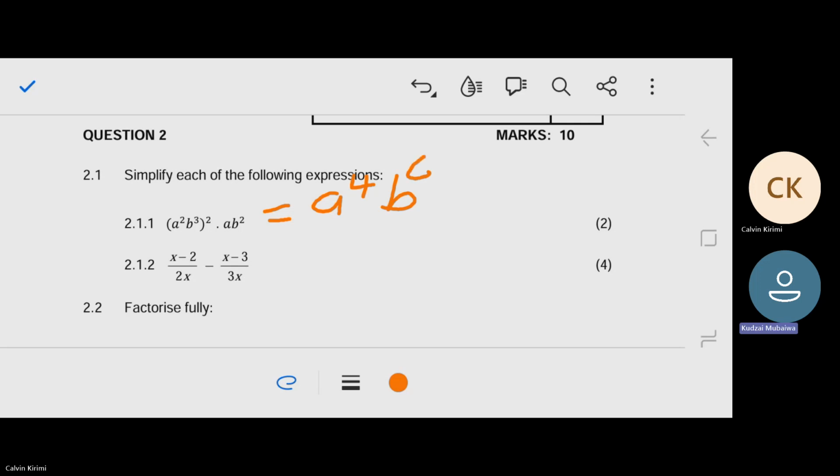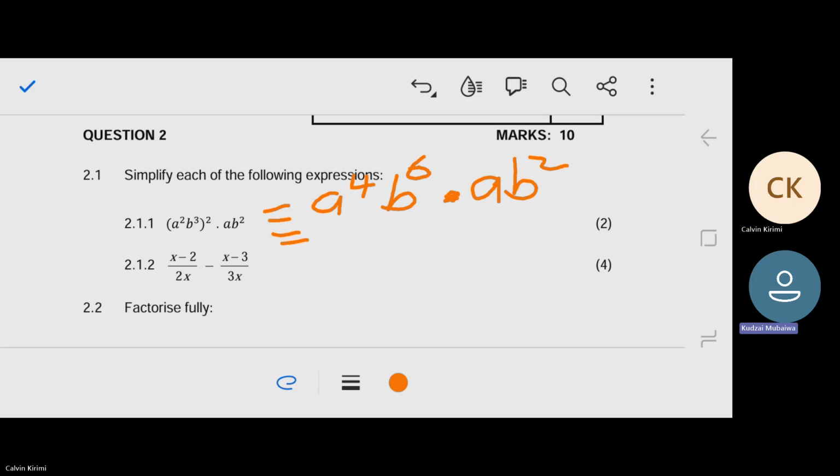It's not 3 times 3. Whenever it's a square, it's 3 times 2. It's not 9. It's 3 times 2. Don't make that mistake. a b squared, then it will give you a to the power.